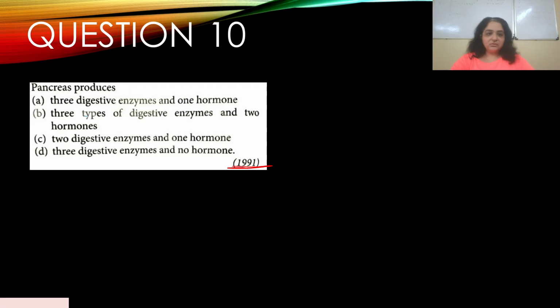So they are asking you about the numbers. We know pancreas is a compound gland. It has an exocrine part and an endocrine part. So the endocrine part secretes 2 types of hormones. We know that for sure. It's insulin and glucagon. And there are 3 types of digestive enzymes too: trypsinogen, chymotrypsinogen, and procarboxypeptidase. So your answer should be B. Answer is B. Let's go to the discussion.